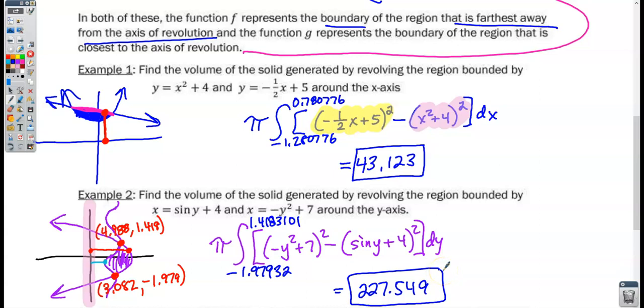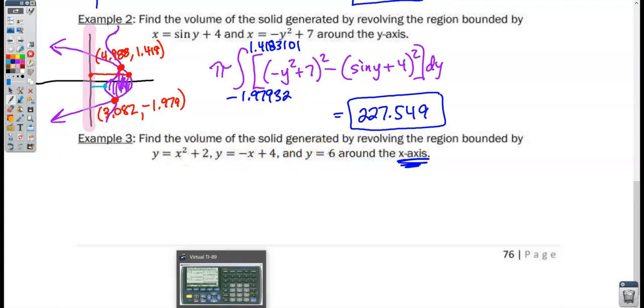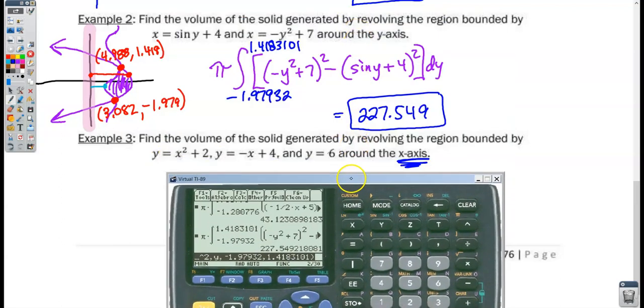All right, one more example. We're going to find the volume of the solid generated by revolving the region bounded by y equals x squared plus 2, y equals negative x plus 4, and y equals 6 around the x-axis. So we want everything in terms of x. We've got all these equations in terms of x, so that works nicely for us.